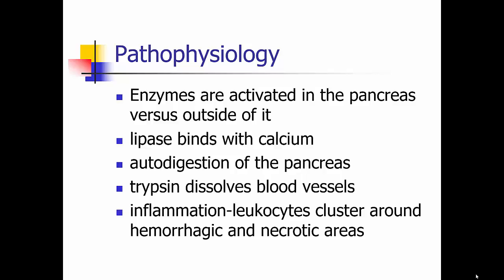Trypsin breaks down protein, and if outside of the ductal system, can cause autodigestion of the pancreas. And that trypsin also activates elastin, which can cause digestion of the blood vessels, and that can lead to hemorrhage. Finally, leukocytes can cluster around hemorrhages and necrotic areas, cause pus to form, and possible abscesses.